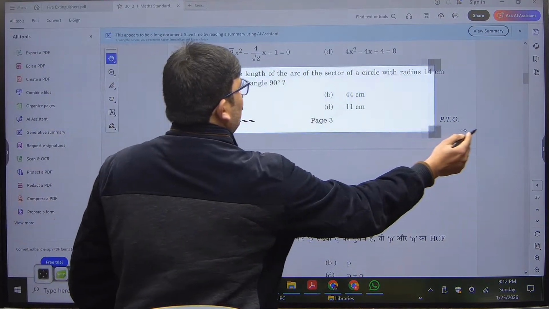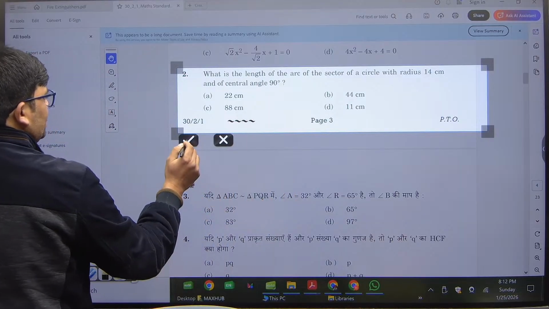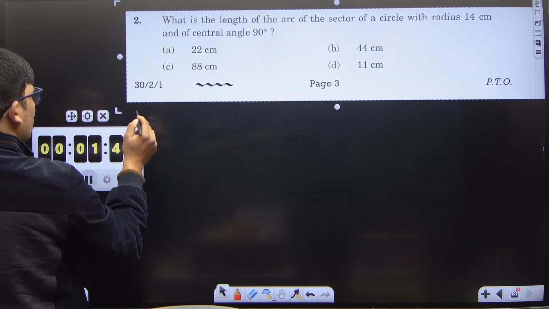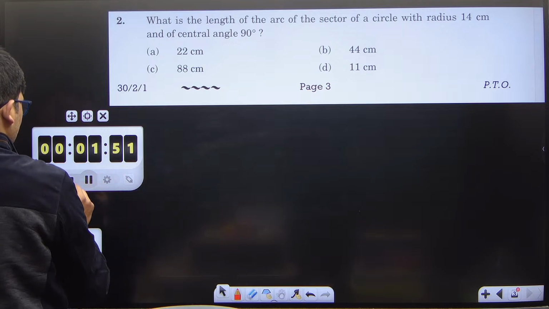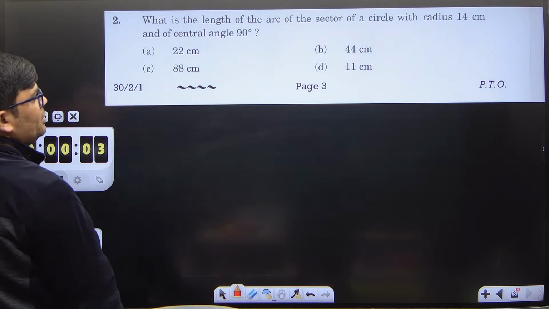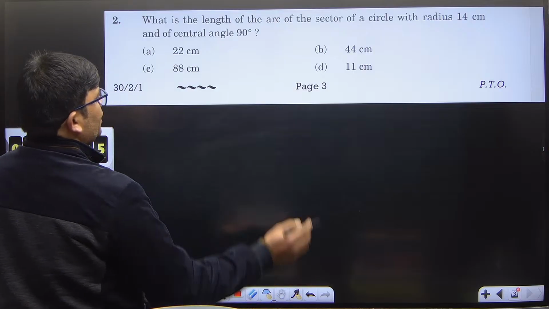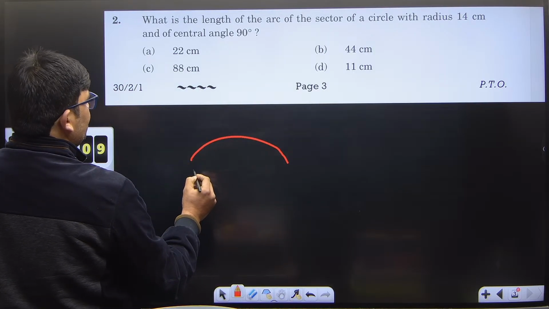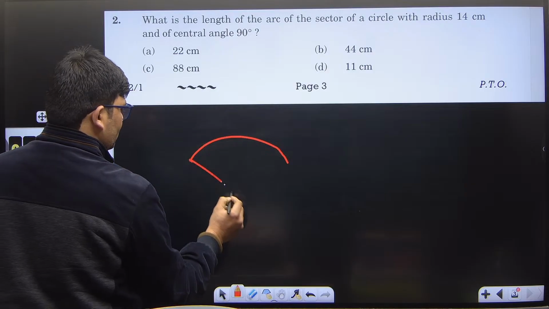Okay, the length of the arc of the sector with the radius 14 centimeters. So this question is not for you, Anjana. You can skip this question. If you want to do it, you can do it. Okay, sir. What is the length of the arc? Radius 14 centimeters. Central angle is 90 degrees.